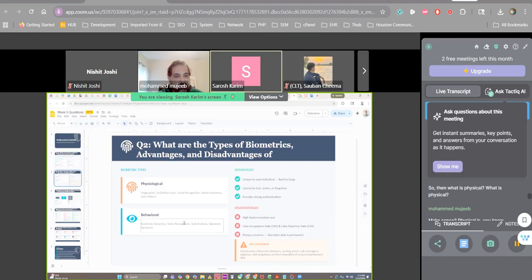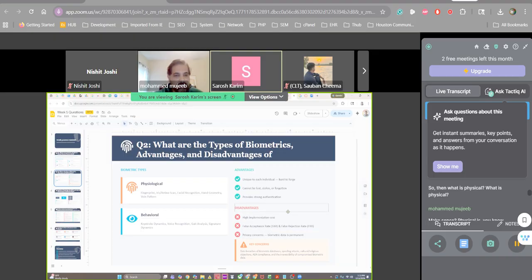Then behavioral: keystroke dynamics, voice recognition, gait analysis, signature dynamics. All these are behavioral; it all depends on the pattern. Voice is a pattern, right? Voice recognition we generally have in many electronic systems. So it matches that pattern, and then this is treated as biometrics.